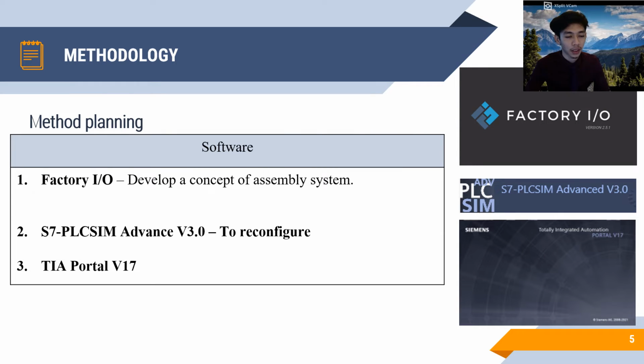For method planning, I will use the software Factory I/O to develop a concept of the assembly system. It needs some other software, which is S7 PLC SIM Advanced version 3.0, to reconfigure, and I will also need TIA Portal V17.